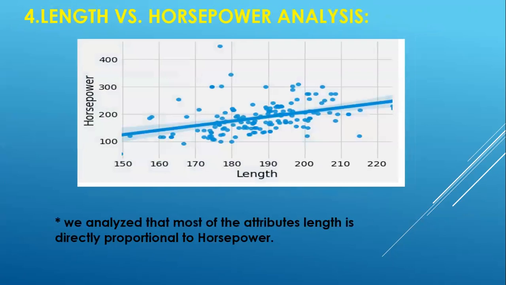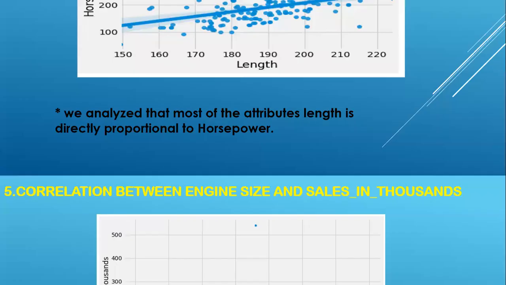Let me see length versus horsepower analysis. Here also we analyze that for most of the attributes, length is directly proportional to horsepower. If we increase length, horsepower also increases. So we can conclude that length is directly proportional to horsepower.